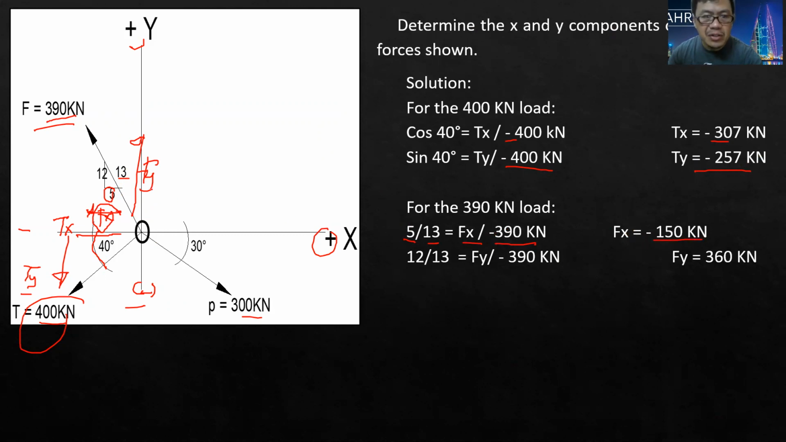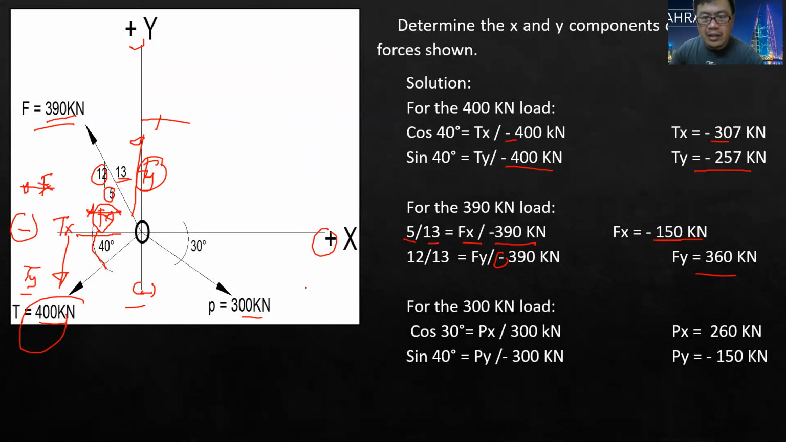Similarly, for the vertical component, we can have a ratio and proportion for the slope in the vertical direction, which is 12 is to the hypotenuse, which is 13, and then you have Fy, which is in the positive direction, and your 390. Actually, this is positive direction, not negative. So this becomes a positive 360, whereas this one is negative 150 because Fx is going in this direction. And lastly, for 300 kilonewton, you have your cosine 30, which is Px, which is positive because it's going in this direction, positive.